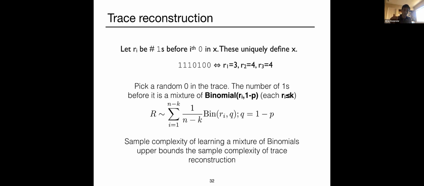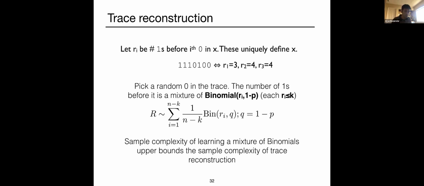Now in the trace reconstruction problem, I have been given these random traces. So I can just pick a random zero in one of the traces. The number of ones before it is actually a mixture of binomials with parameters Ri and 1 minus p, where 1 minus p is the retention probability. Why? Because the zero that I have picked up could have been the first zero. In that case, since each bit is being deleted independently, the number of ones before it is going to follow a binomial distribution with parameters R1 and 1 minus p. Then if it were the second zero that I have randomly picked up, the number of ones before it is going to be binomial R2, 1 minus p, and so on.